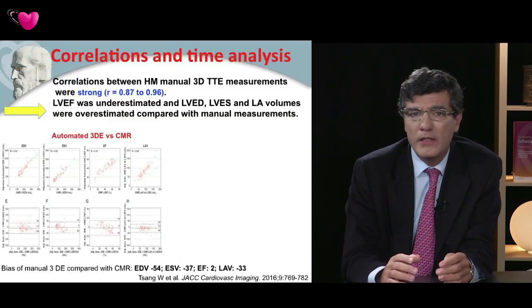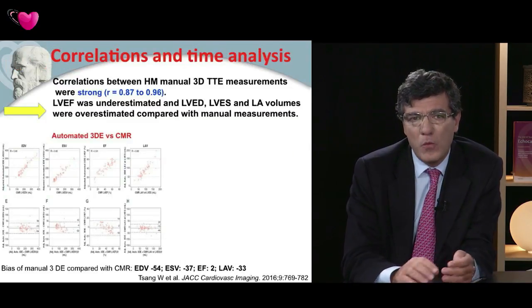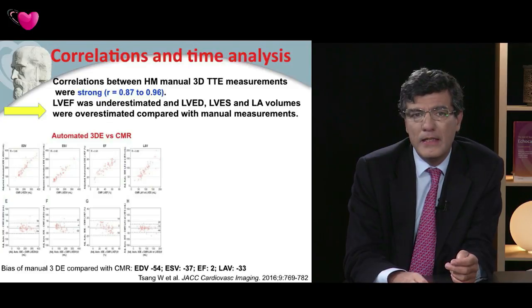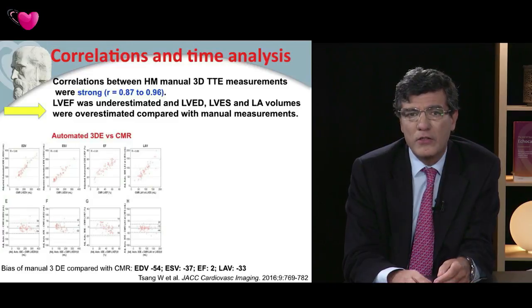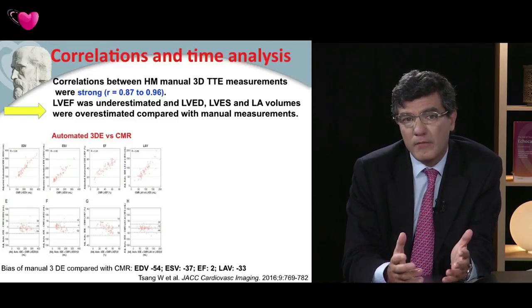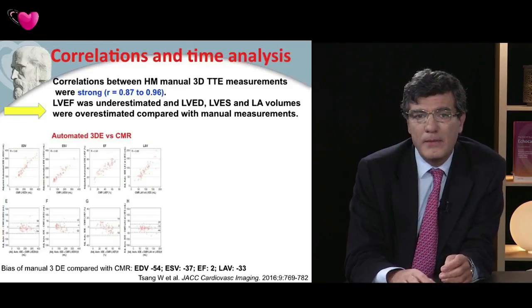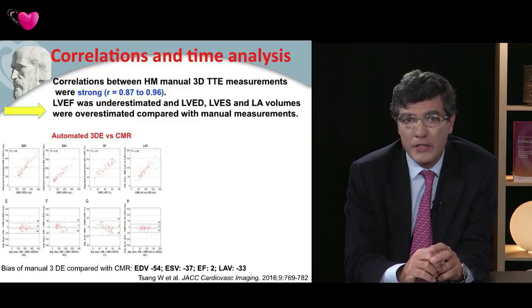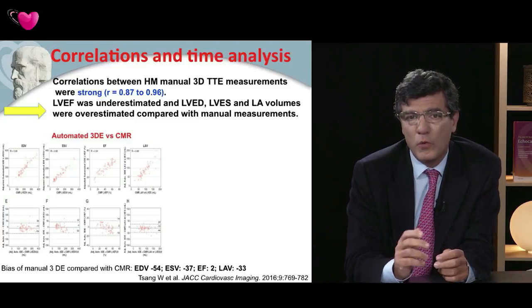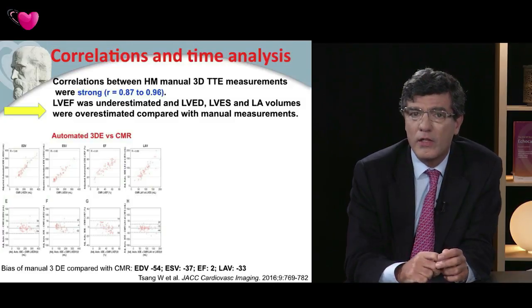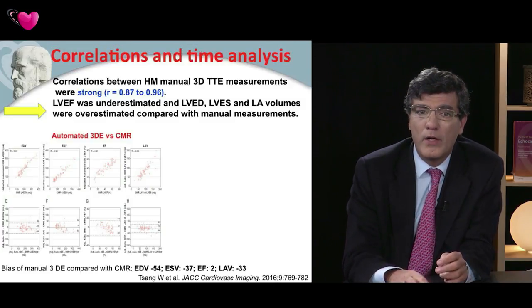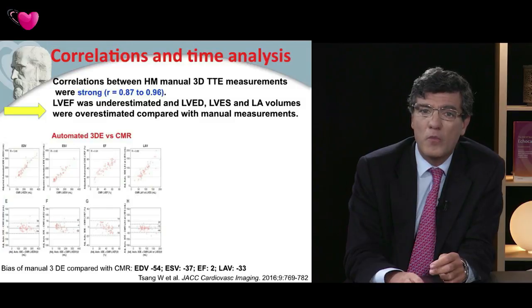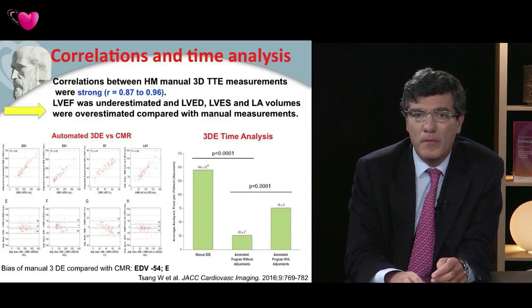So then the question is, what is the correlation? Well, we know that the correlations are really, really strong. The ejection fraction in this paper was seen to be underestimated, but also we need to know that when we estimate the end diastolic and the end systolic and the left atrium volumes, they were overestimated in this paper compared with the manual measurements.